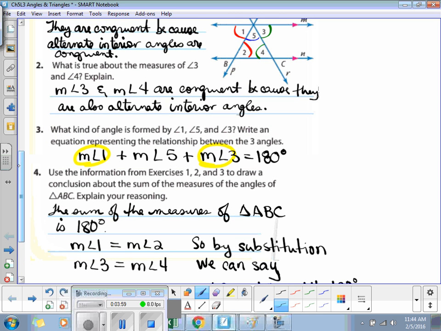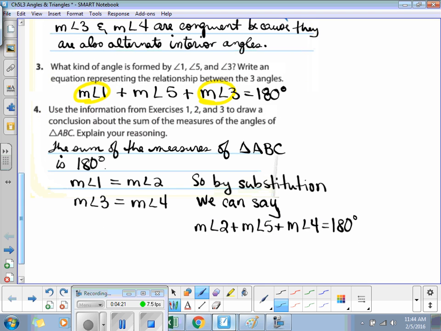Up here, we could say that the measure of angle 1 is equal to the measure of angle 2 because they are alternate interior angles. The measure of angle 3 is congruent to the measure of angle 4 because they are alternate interior angles. So, rather than writing the measure of angle 1 in this example, we're going to write the measure of angle 2. Rather than writing the measure of angle 3, as we did up here, we're going to write the measure of angle 4 because they are the same.